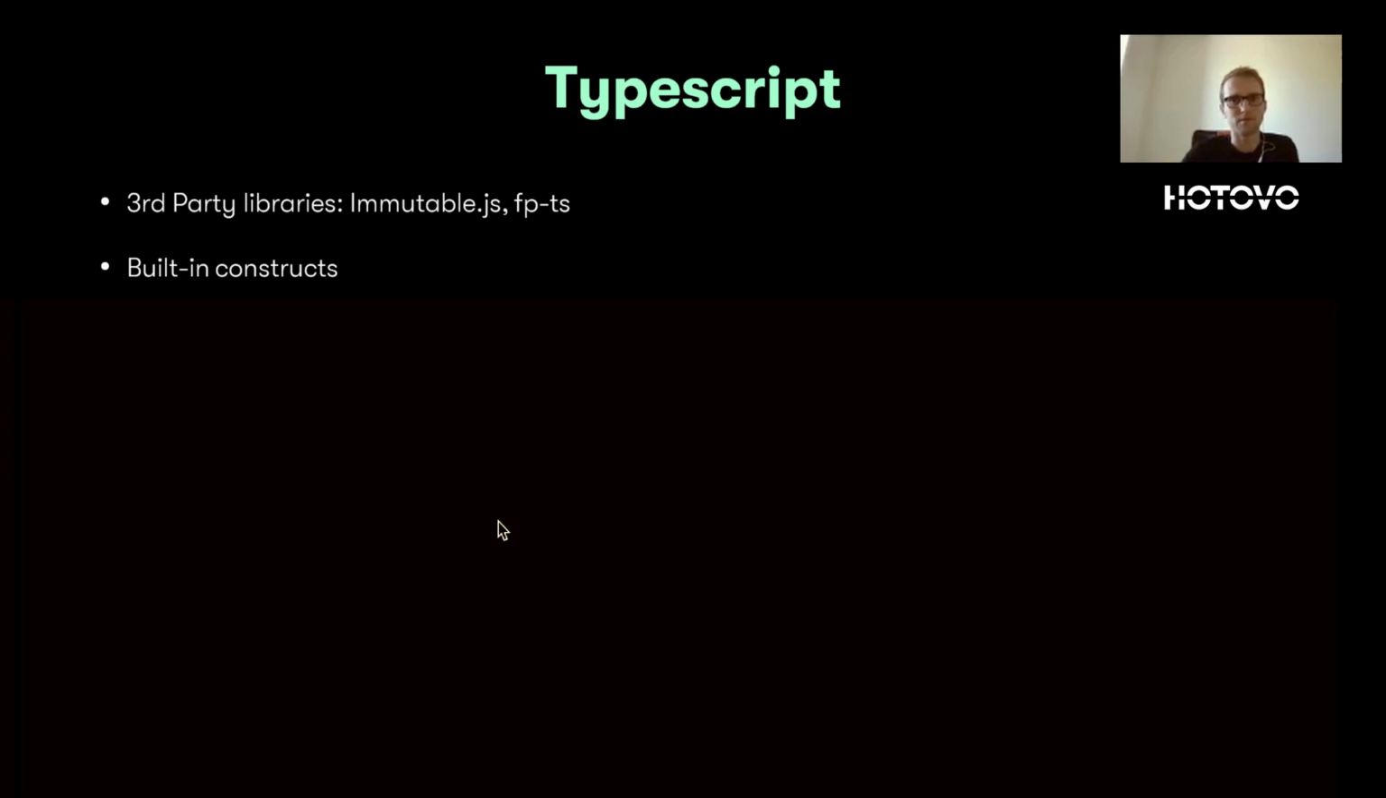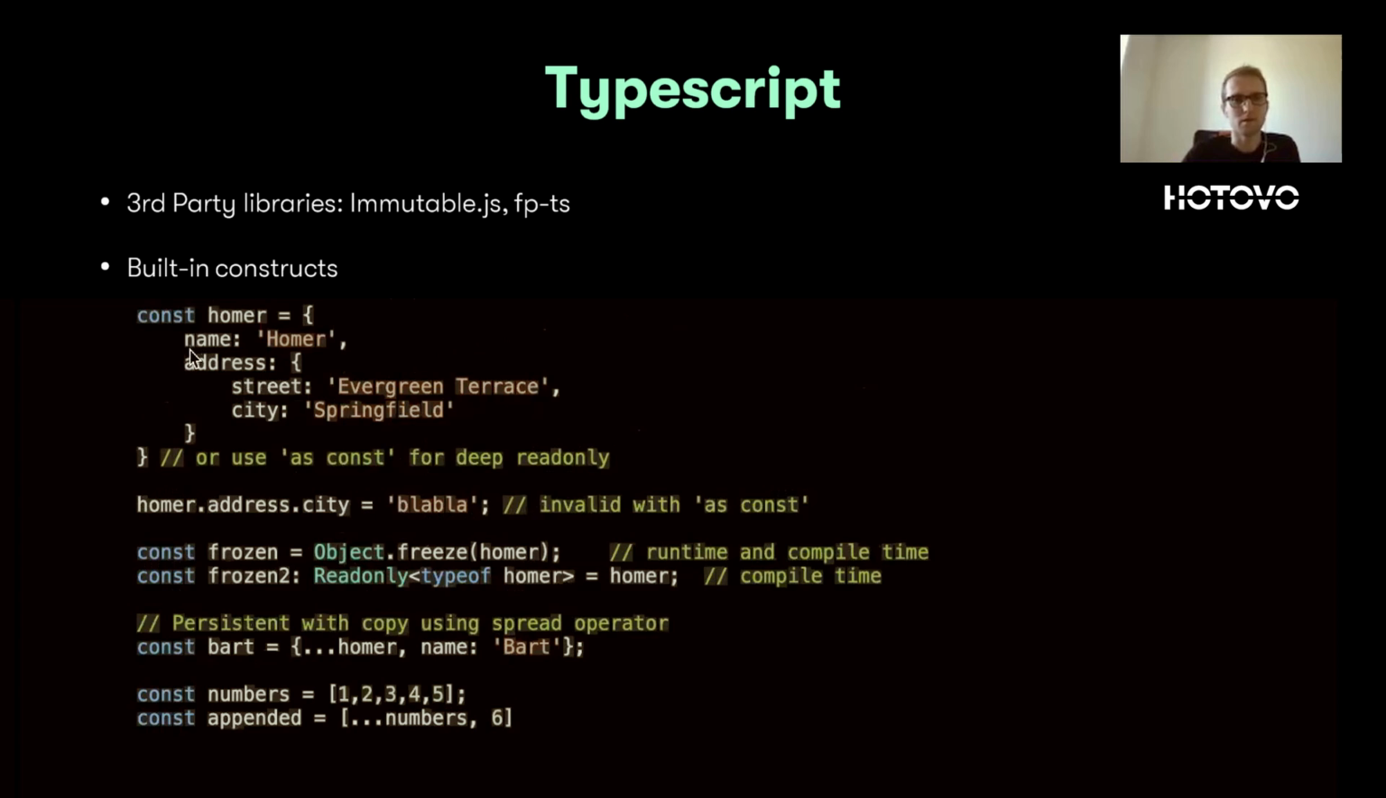Now let's look at some built-in constructs in TypeScript, and how we can achieve some level of immutability. So this is an object literal. I define the object here. Now, of course, if this was defined like this, I can freely change any of the fields or any of the keys in the object and their values, no problem.